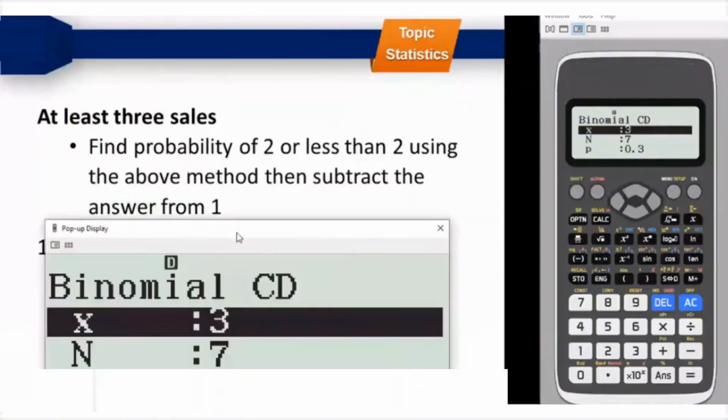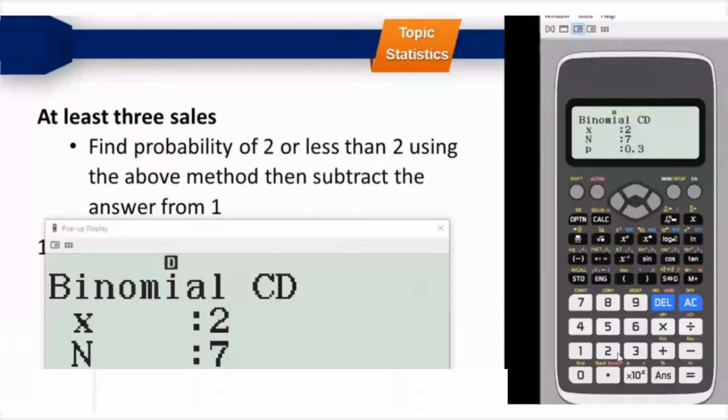X will be 2. Why 2? Because whenever we select binomial cumulative distribution, whatever number we will select, we will get that number and less. So when we selected 3, we were getting 3 or less. When we select 2, we are getting 2 or less. If we would have selected 5, we would get 5 or less. So in this particular case, we will get 2 or less.